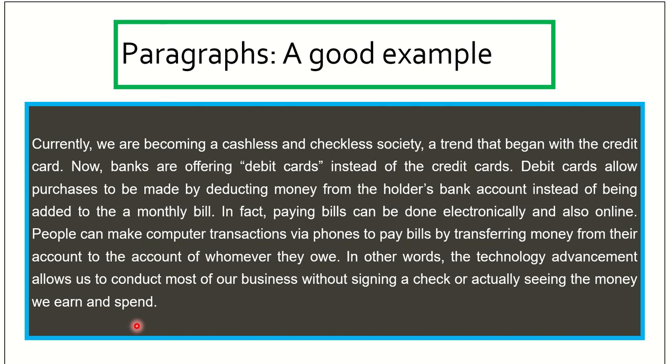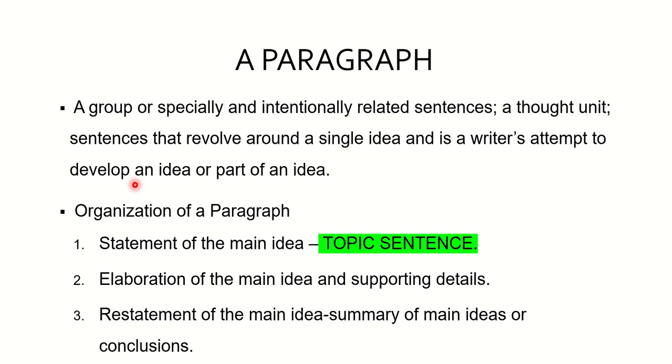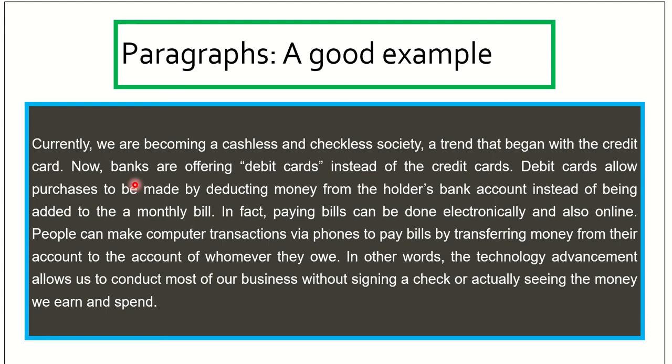Right. Now we are going to look at a paragraph, a good example of a paragraph. So we have this. Usually, a paragraph consists of 4 to 5 sentences. Like I mentioned earlier, we have all these three components. So this is an example of a good paragraph.